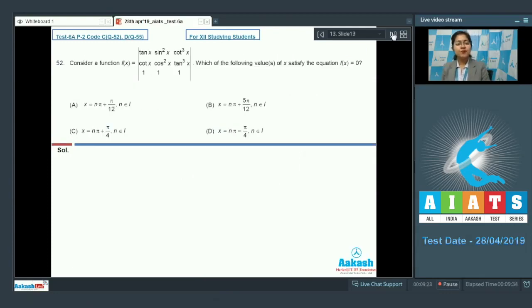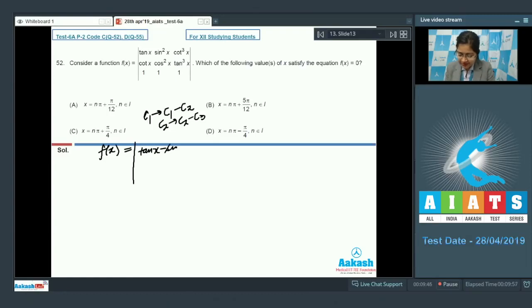Next is question number 52, which says that consider a function f(x) equal to this one. A determinant is given. So we have to find the values of x which satisfy f(x) equal to 0. Now f(x) can be written equal to, if we apply the operations column 1 as column 1 minus column 2 and column 2 as column 2 minus column 3. So what will we get?